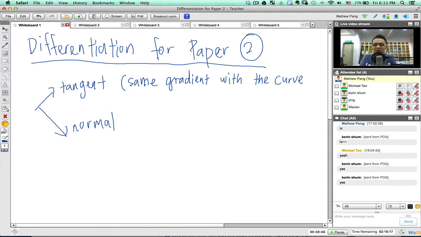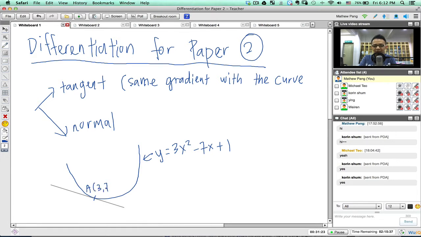So what is the meaning of the same gradient as the curve? For example, if I draw a curve over here, I randomly give this curve an equation, something like y equals 3x squared minus 7x plus 1. Alright, so tangent means what? Tangent means I will have a line which only touches the curve at one point. Okay, let me move this line because this line doesn't touch. Touch the curve at one point. Alright, good. So let's say this point I randomly call point A, and I call this point A (3, 7).